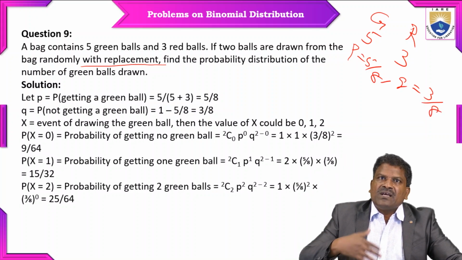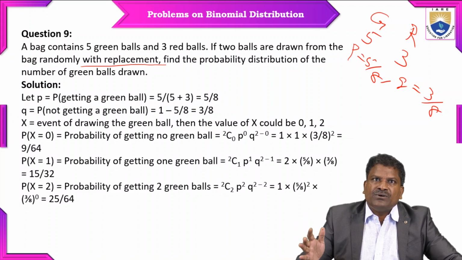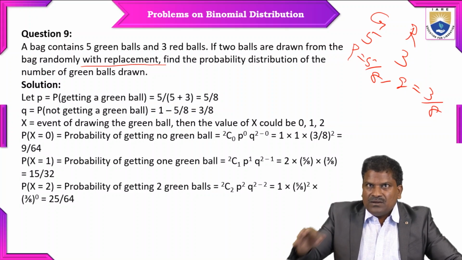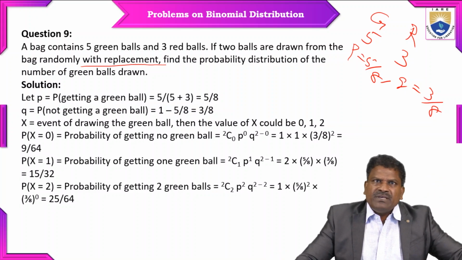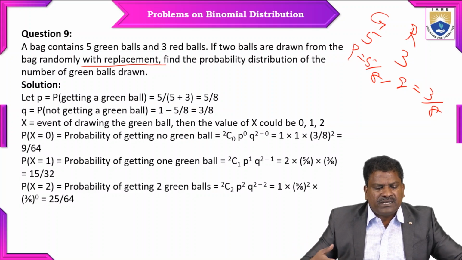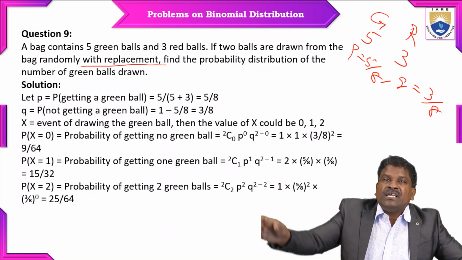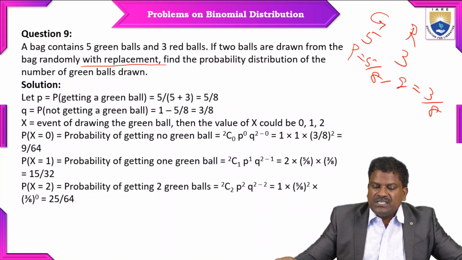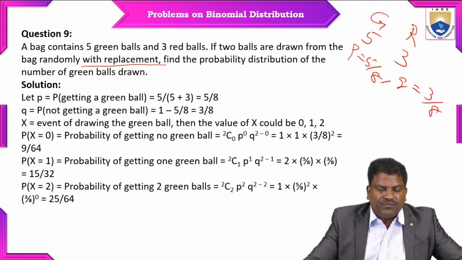X is what? Event of drawing the green ball. Then the value of X could be 0, 1, 2. Why? See, my trials are 2. That's why X can take the values 0, 1, 2. Now find one by one. P of X is equal to 0, you find. All the values are given here. Probability of getting no green ball means 2C0 P to the power 0 into Q to the power 2 minus 0. It is 9 by 64.